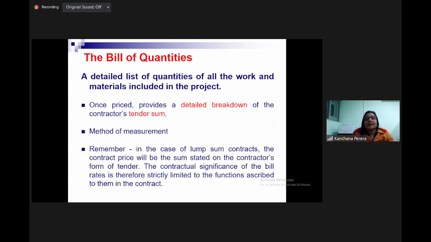A detailed list of quantities of all the work and materials included in the project. What we do is we give a detailed description, unit, quantity, rate, amount. So with the detailed breakdown, when we price it, at the end of the BOQ we will get the total tender sum, the contractor's or bidder's tender sum. Method of measurement is also given there, the way we prepare the bill of quantities, right?